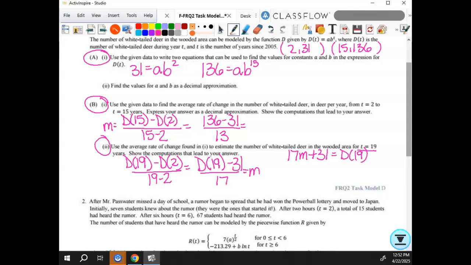So don't just copy mine down. Try and get your stuff written. Make sure that you can get all the pieces in the right spots. Ask me questions if you're not sure what's going on.